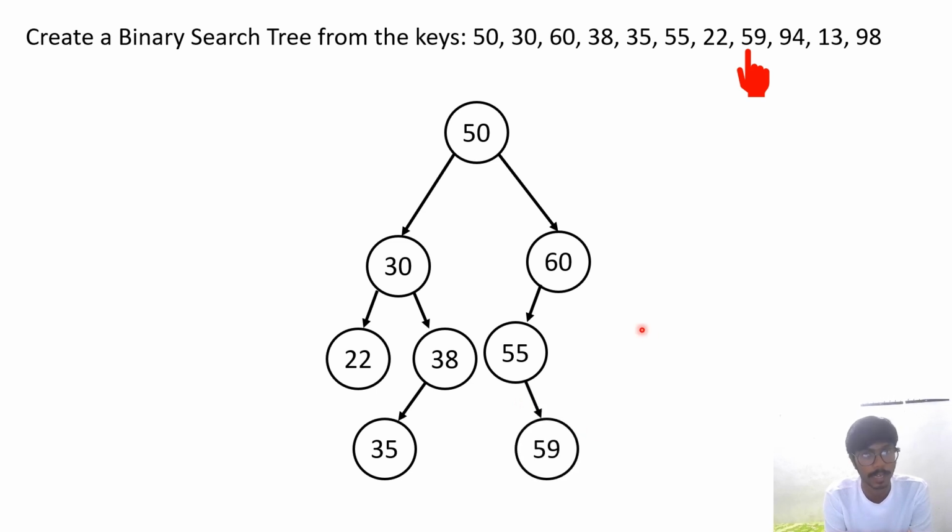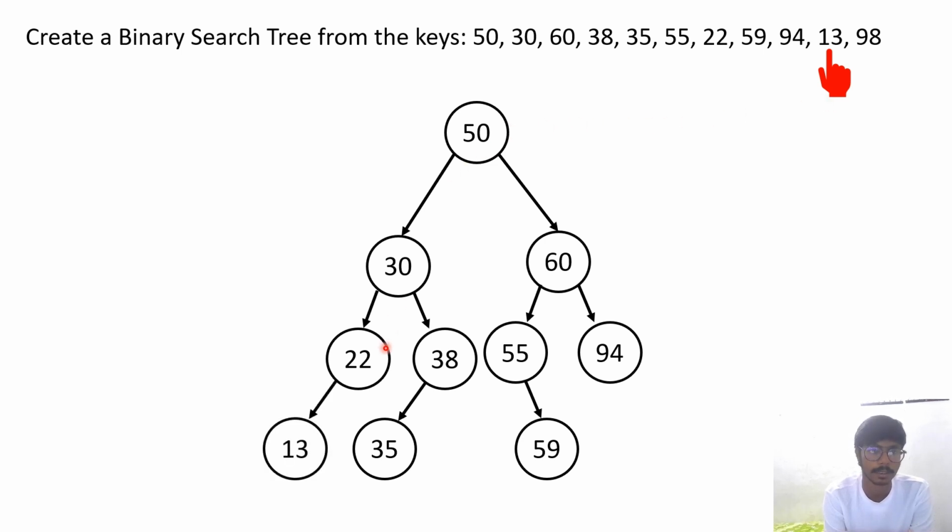The next value is 94. 94 is a much bigger value, so it will go towards the right first, and then it is also bigger than 60, so it will go right. Okay. Next, 13. 13 is the least value, so it will go left, and it is also smaller than 30, so it will go left. It is also smaller than 22, so it will go all the way towards the left.